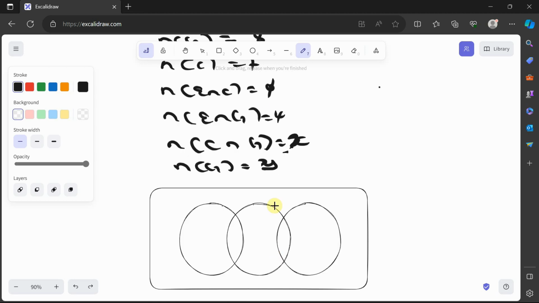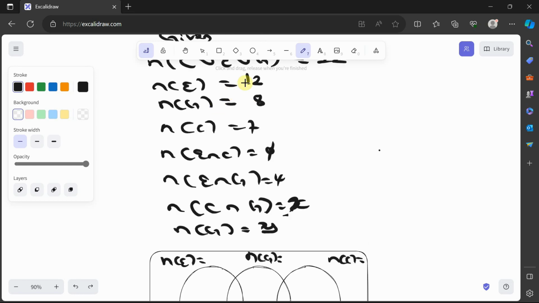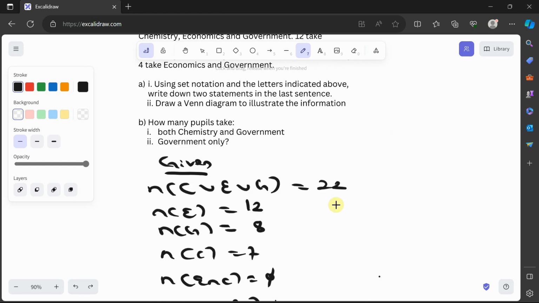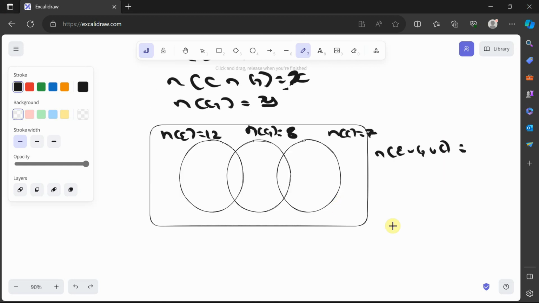The ones that don't have intersection are E and C, so I'll take them as far as I can from each other. So this is n of E, this is n of C, this is n of G. The n of E, how many people take economics, is 12, so this will be 12, this will be 8, and this will be 7. And the number of people that take economics union government union chemistry is how many? I think they said it is 22, so this will be equal to 22.